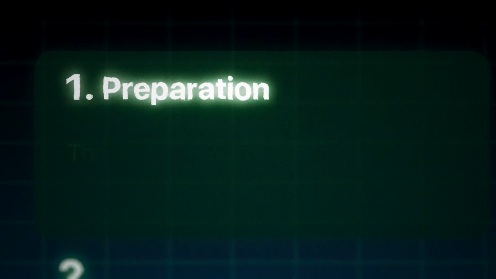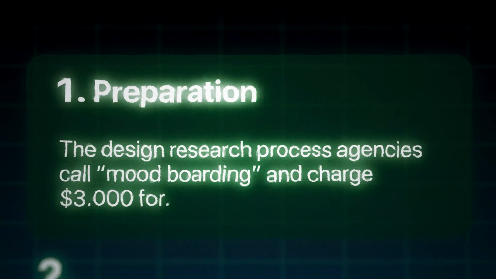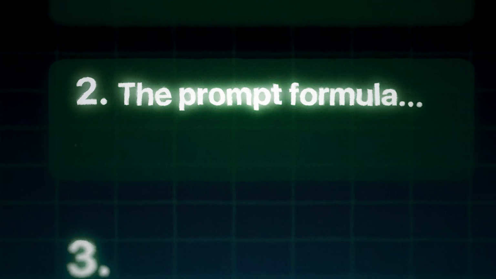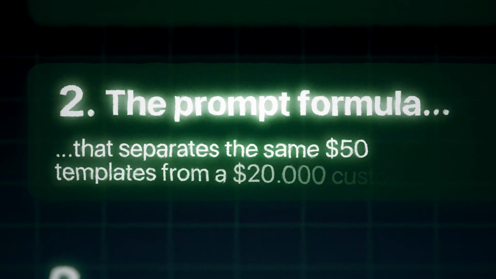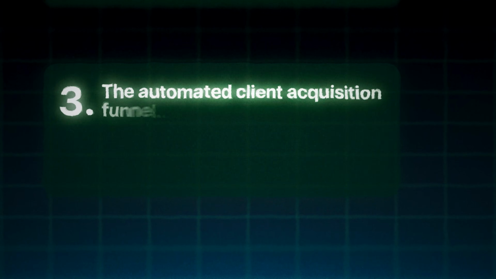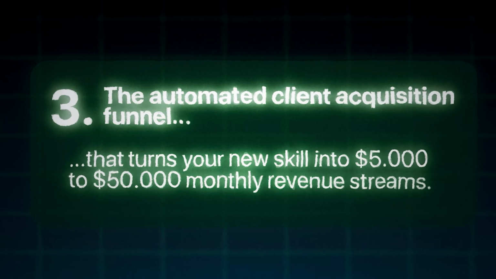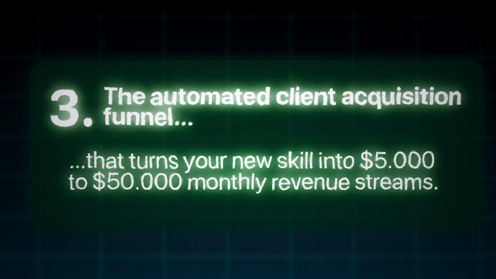First, preparation. The design research process agencies call mood boarding and charge $3,000 for. Second, the prompt formula that separates that same $50 template from a $20,000 custom site. Third, the automated client acquisition funnel that turns your new skill into $5,000 to $50,000 monthly revenue streams.